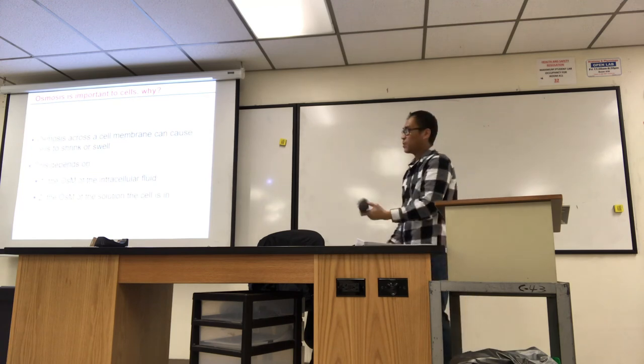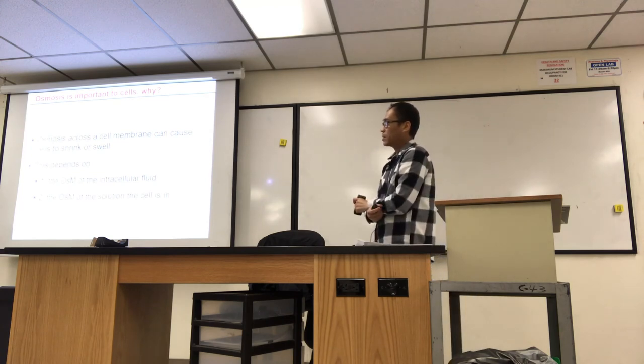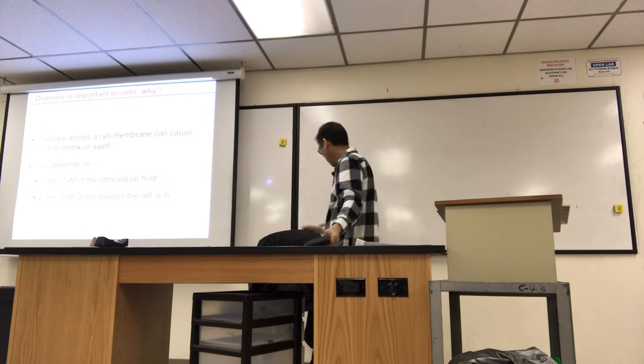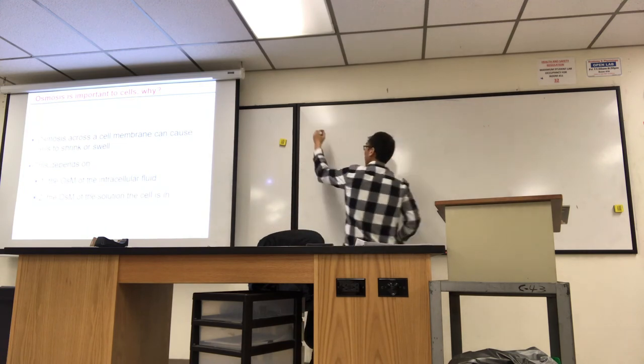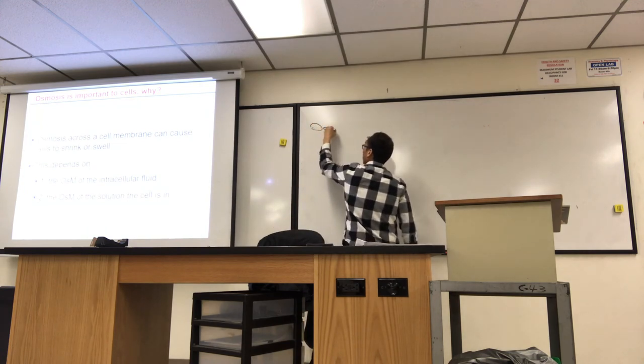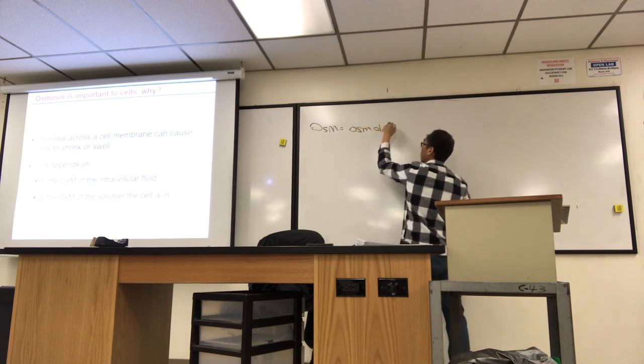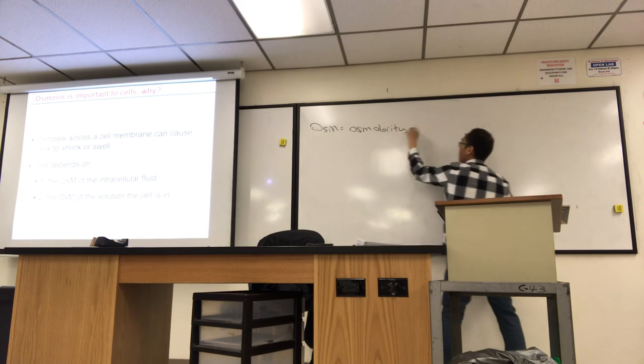So osmosis across the cell membrane can cause the cell to shrink or swell. It depends on OSM, that is osmolarity. You'll see that a lot in this class. OSM equals osmolarity. And you know what molarity is.